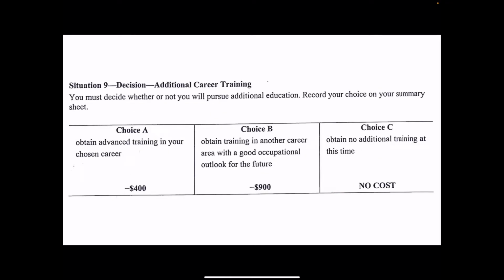Situation 9, another decision. You must decide whether or not you will pursue additional education. Record your choices in your summary. Choice A is obtain advanced training in your chosen career. B is obtain training in another career area with good occupational outlook for the future. C, obtain no additional training. So in situation 9, on your choice, write either A, B, or C, and then the dollar amount, and then figure out the balance. Again, you can pause if you need to figure out your balance.